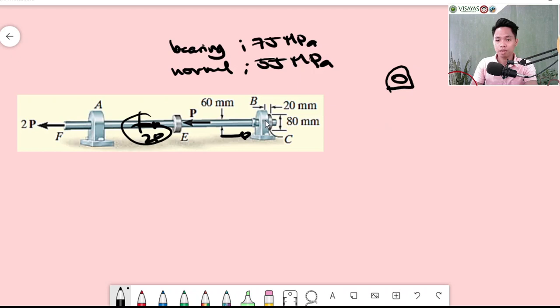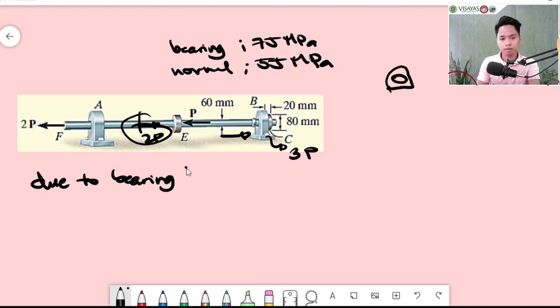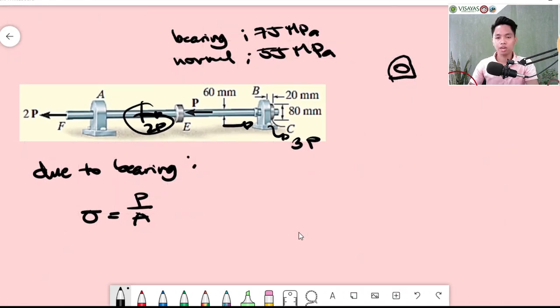Here, we have your bearing. What is the force that we are going to use for our bearing? That would be 2P plus P. Therefore, what we will use here would be 3P. Okay, so first situation, due to bearing. That would be stress is equal to force over area. We have the allowable bearing stress, which is 75 Newton per mm squared.